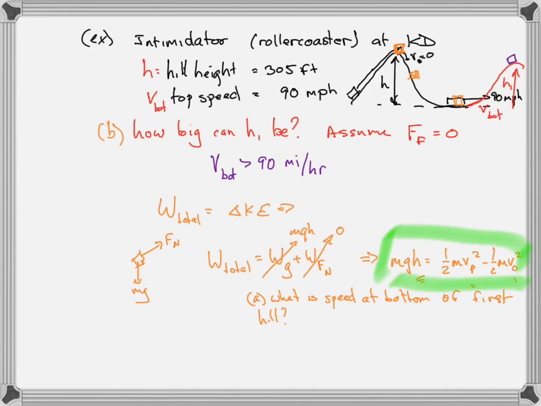solve for V final from this equation, and what you'll find is that V final is equal to the square root of 2gh. So the ideal speed, if there was no friction, would be the square root of 2 times 9.8 meters per second squared times h in meters. We have to do a conversion, with 3.28 feet in 1 meter.